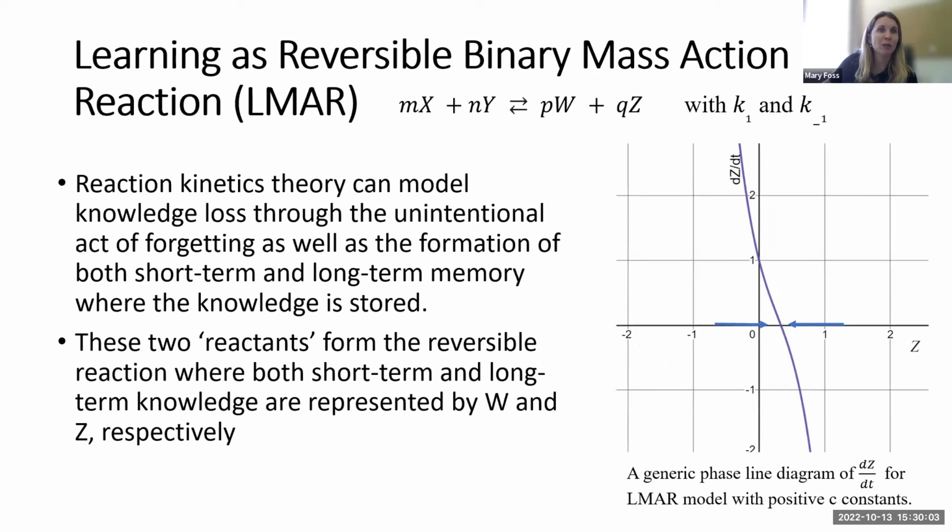Which brings us to learning as a reversible binary mass action reaction. So you can see some changes with this. We have some coefficients in front of each term, x and y. So x, again, is our sensory information. Y is our interaction with the information. And we have W and Z. Now, W will represent our short-term knowledge, and Z is going to be our long-term knowledge. And this is reversible still, so K and K1 are our reaction constants.